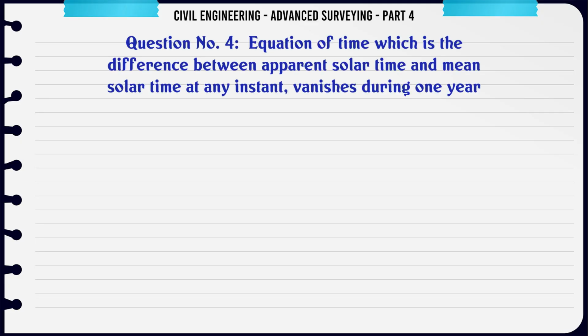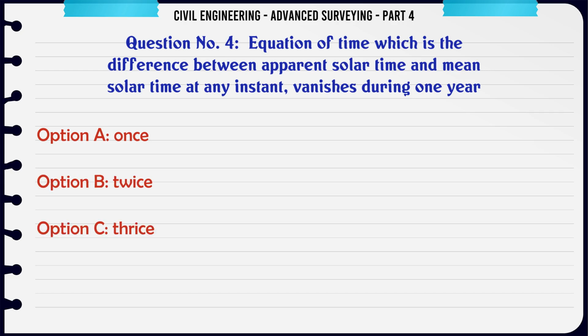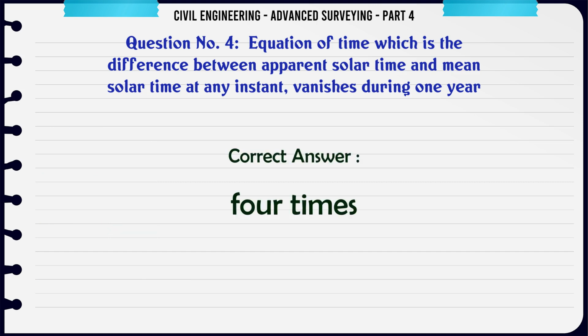Equation of time, which is the difference between apparent solar time and mean solar time at any instant, vanishes during 1 year. A. Once, B. Twice, C. Thrice, D. 4 times. The correct answer is 4 times.